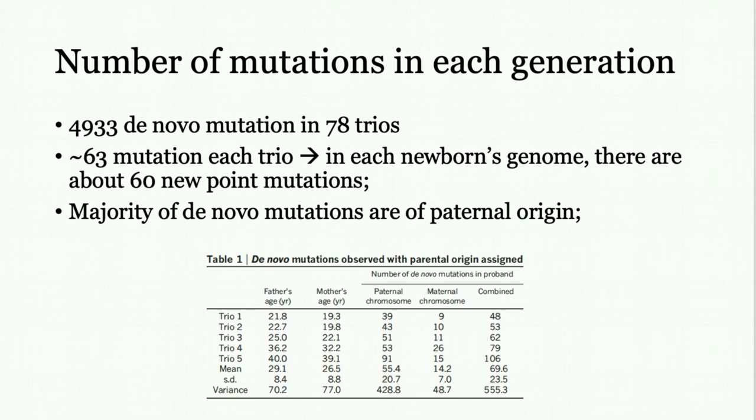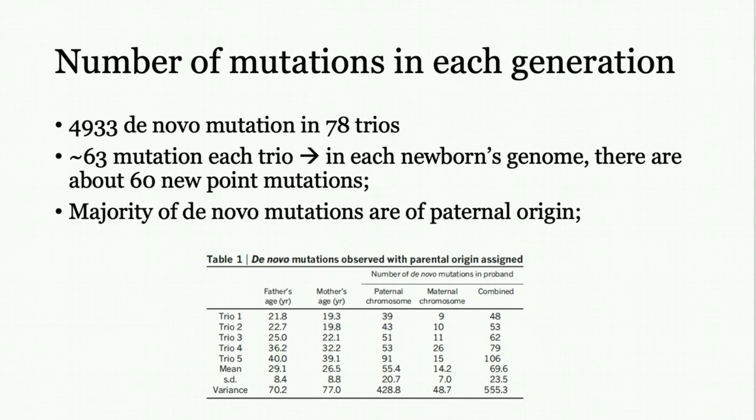So point mutations in each newborn is about 60. So that number is also kind of informative. You need to keep that in mind. Just the scale, if you answer 100, it's okay.